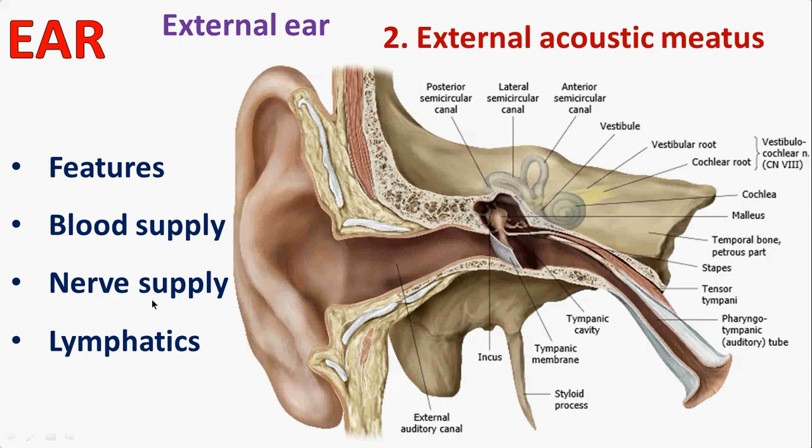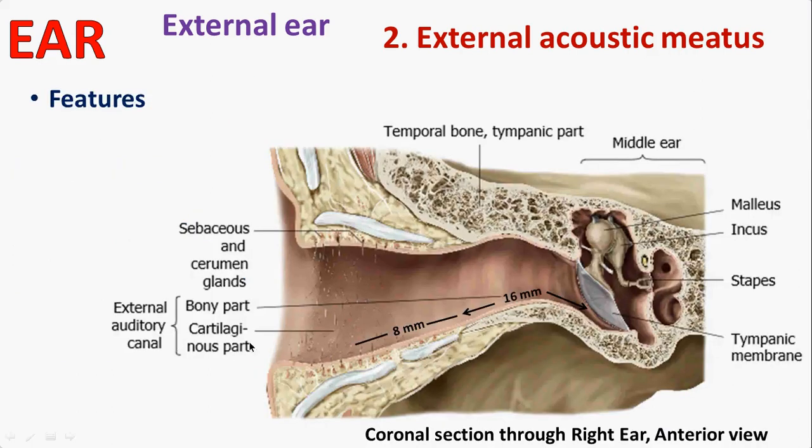So this is the external auditory canal. What are the features? Blood supply, nerve supply, and the lymphatics. So here you can see the canal. It conducts sound waves from the concha to the tympanic membrane.